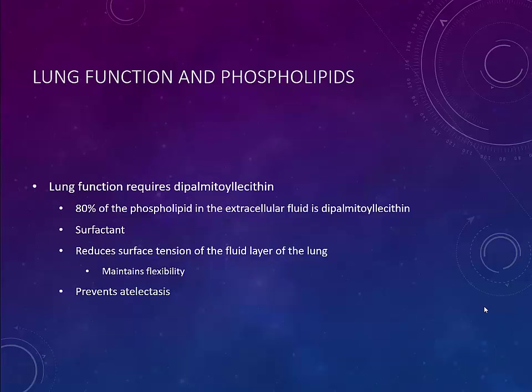Your lung function requires dipalmitoyl lecithin, which is a phospholipid, and this dipalmitoyl lecithin represents 80% of the phospholipid in the extracellular fluid of the lung. Now, this is a surfactant. If you recall, surfactants are like a detergent, breaking up the surface tension of water. So in your lung, you have a fine coating of fluid, and by having this surfactant, it maintains the flexibility of the alveolus, and this prevents a problem called atelectasis.